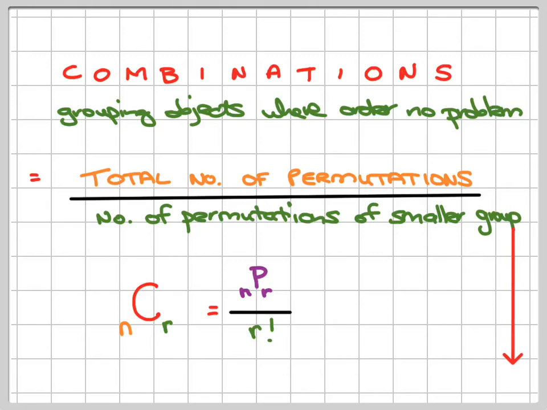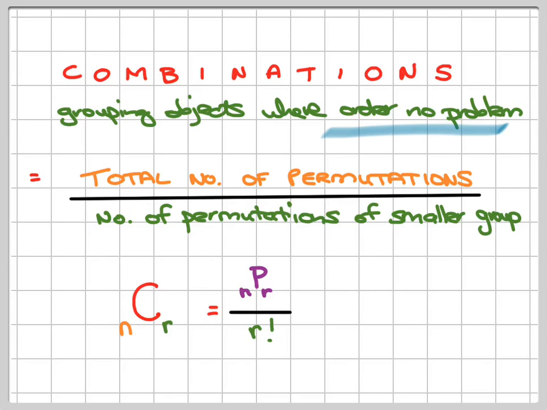Right, so what are combinations? Well, these are intended to be revision lectures. So if you remember, combinations are groups of objects where the order does not matter. Okay, we're grouping objects and the order does not matter.